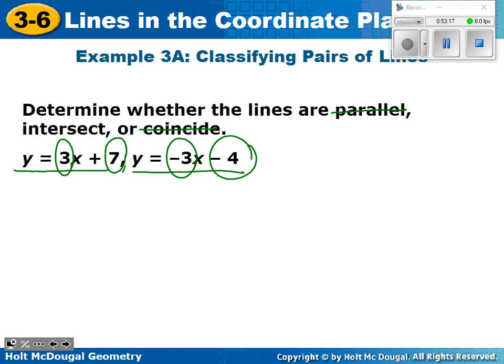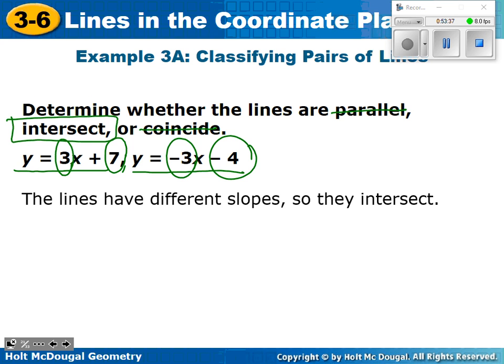If they have the same everything, they're coinciding. If they just have the same slope, they're parallel. So what would be the answer here? Intersecting. Do they have opposite reciprocal slopes? Careful. They have opposites, but are they flipped? No, so these are not perpendicular, just intersecting, okay? Let's look at one more.